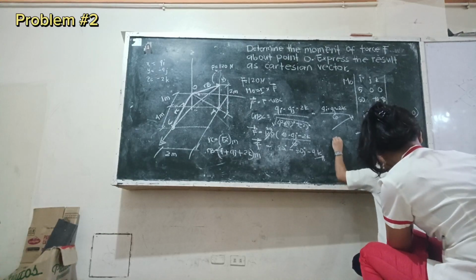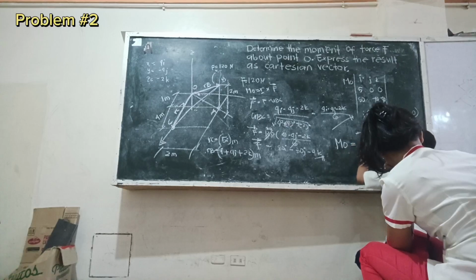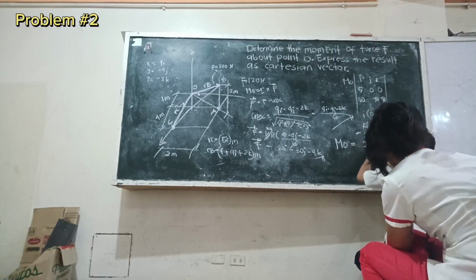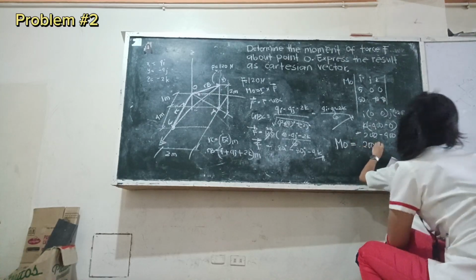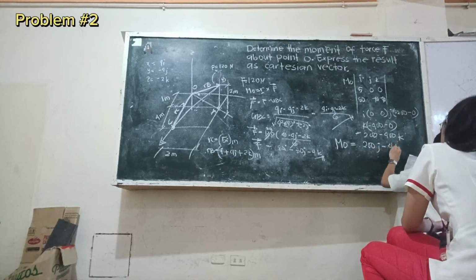So the value of the moment O is equal to 200j minus 400k, and that is expressed in Newton meters, and that is our final answer.